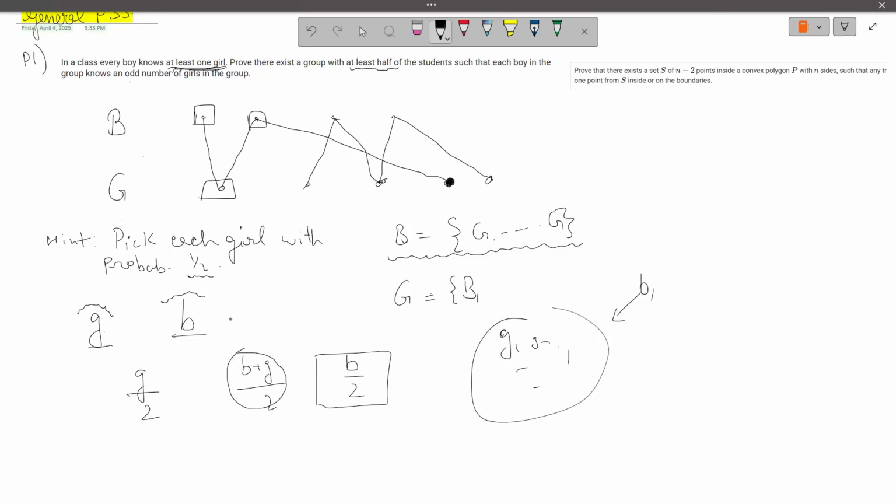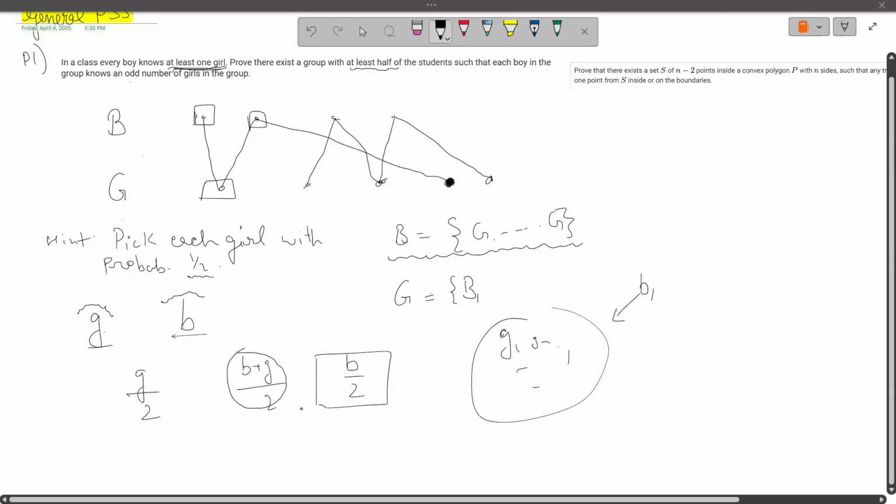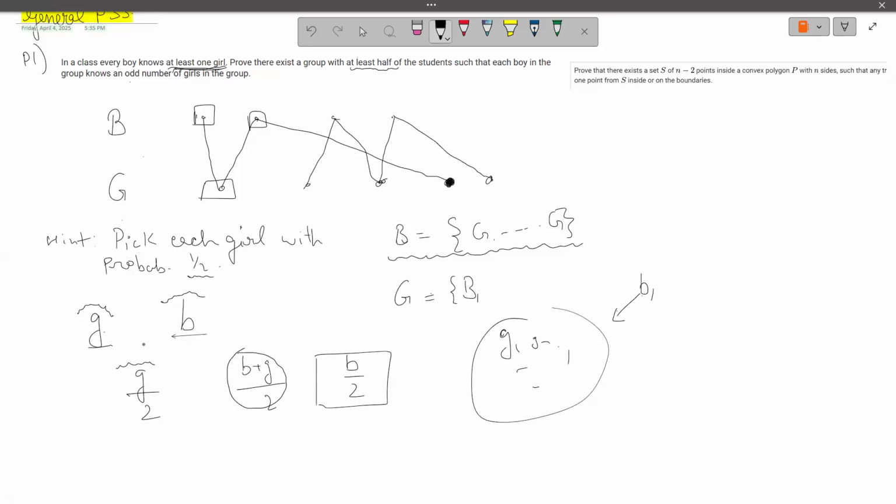Now we observe that we have good control over boys because we know how they work, right? We don't have control over girls, so we just picked half the girls at random. We picked each girl with a probability of half, so the expected value of girls chosen is G by 2. If I pick each girl with probability half, I would expect about G by 2 girls to be selected, right? Did it make sense now?